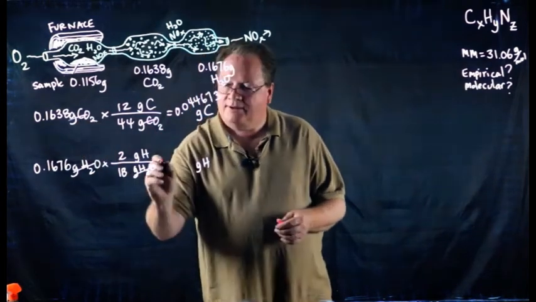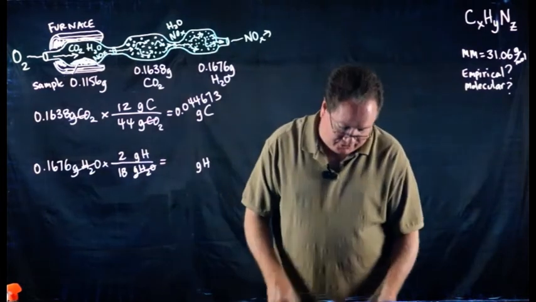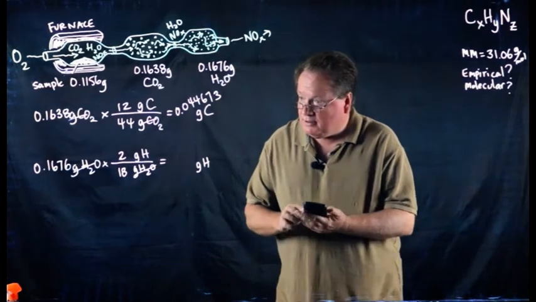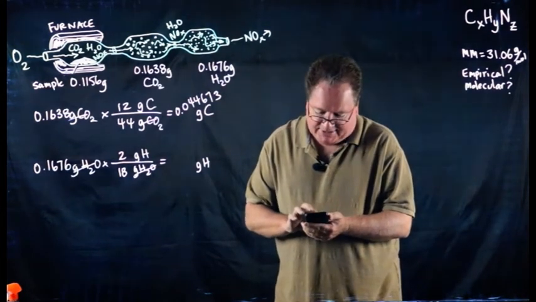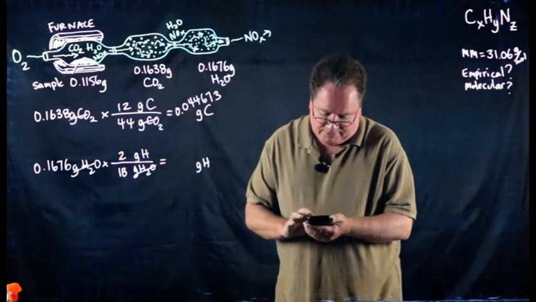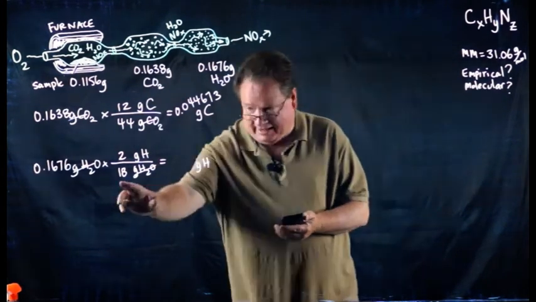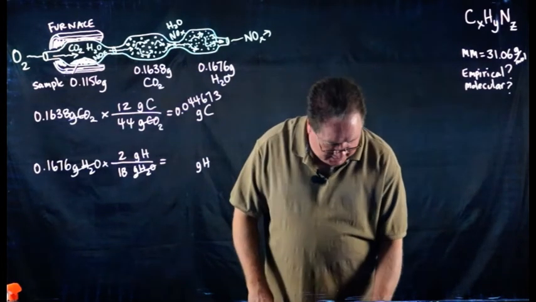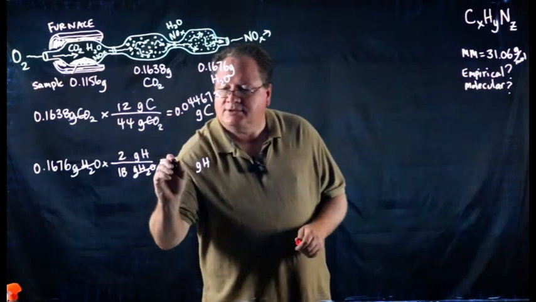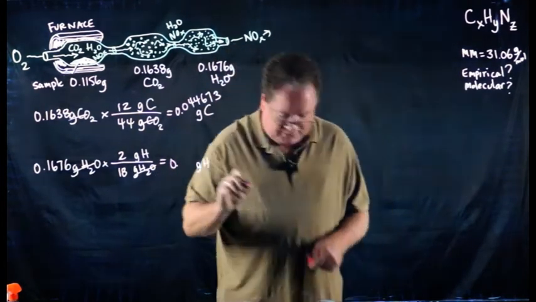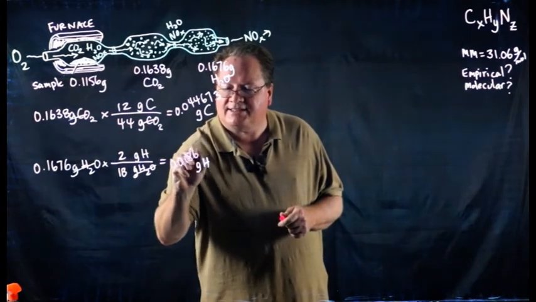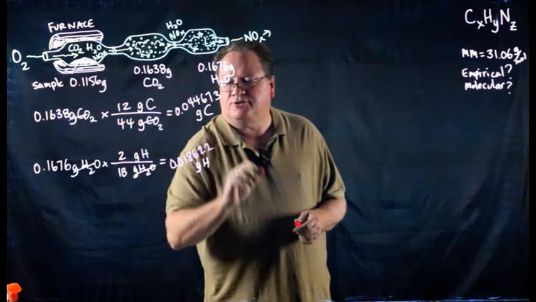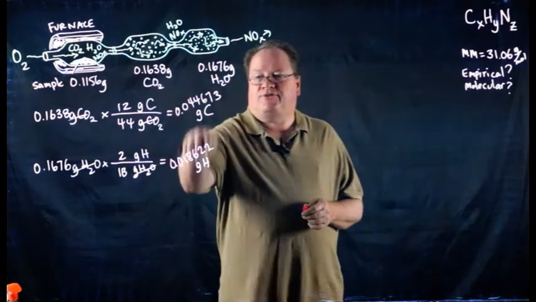Forgot to do that up here. And I can go ahead and do the math on this one. This is 0.1676 times 2, then divided by 18. And I get 0.0186, and then 2 repeating after that. I'll just put 2 of them in, so I have the same number of sig figs that that one does.